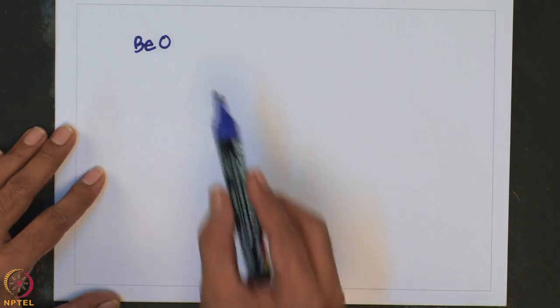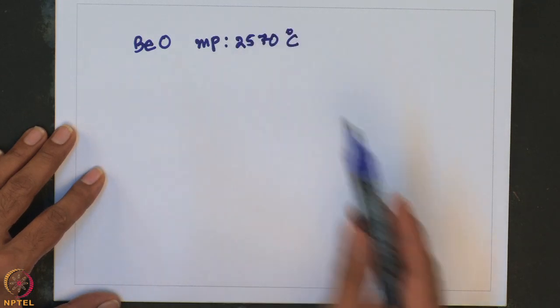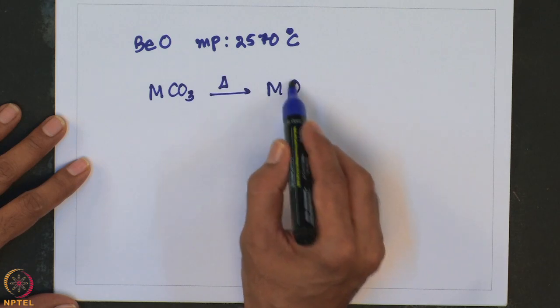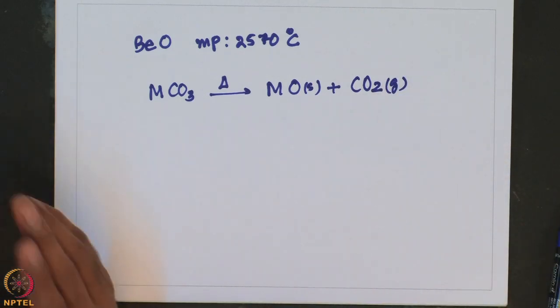It is a white insoluble solid with a melting point of 2570 degrees centigrade. The oxides of other group 2 elements can be obtained by direct combination of the elements, but they are more commonly obtained by decomposition of the carbonates. That means, on heating carbonates, they give the corresponding oxides along with the liberation of CO2 gas. So, this is the general and convenient method used for the preparation of oxides except in the case of beryllium. Simply by taking the carbonate and heating, it leads to the formation of oxide through the liberation of carbon dioxide.